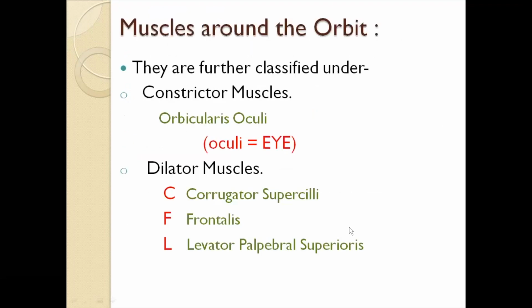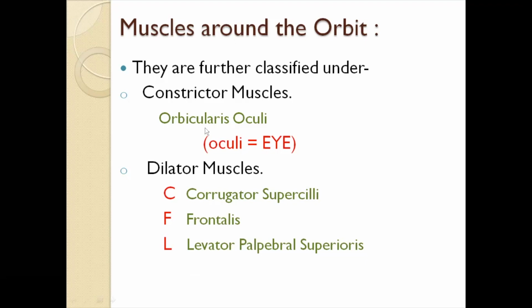So let us begin. The muscles around the orbit are further classified into two main categories, the constrictor ones and the dilator ones. Constrictor muscles, as the name specifies, are responsible for constriction, whereas the dilator muscles are responsible for dilatation. Now, the constrictor muscle has one group of muscle, that is orbicularis oculi, and the dilator muscles have three groups of muscle.